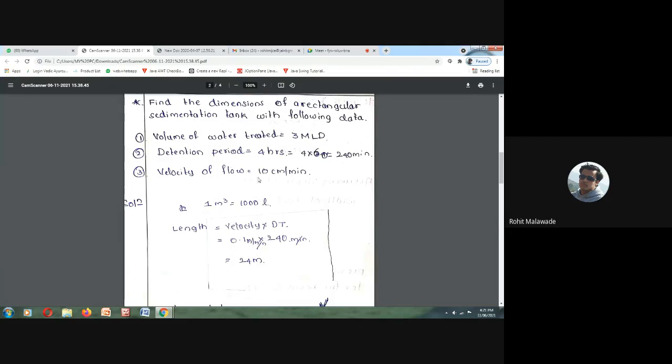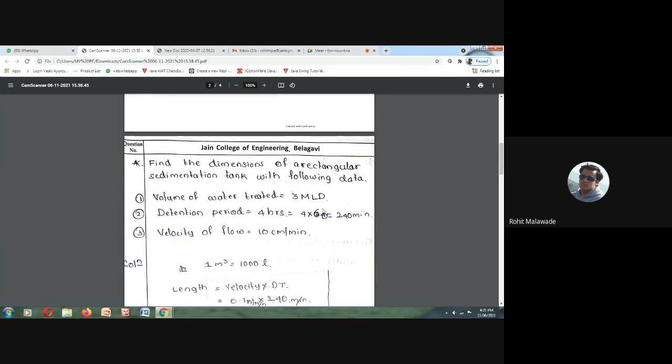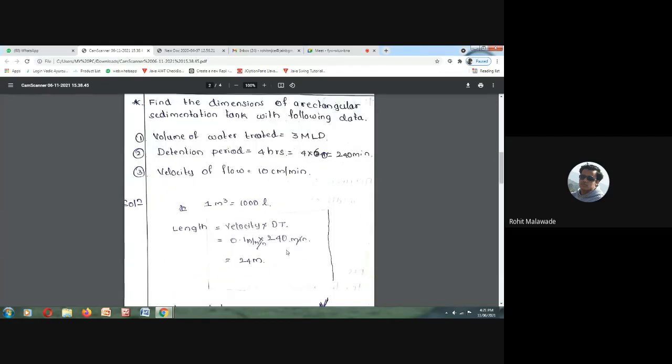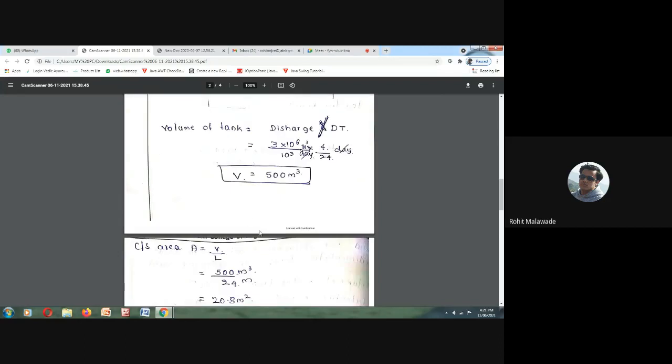So I will be converting this from centimeter to meter, so 0.1 meter per minute. And then the detention time is 240 minutes, so multiply by 240 minutes. The minute is going to get cancelled. Now what remains is length is equal to 24 meters.